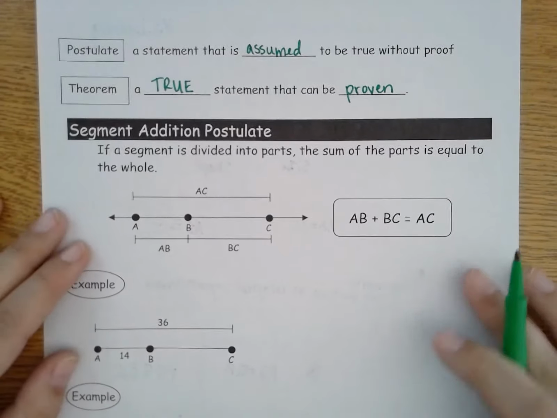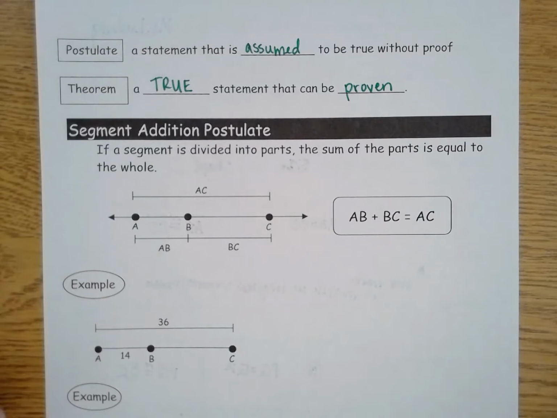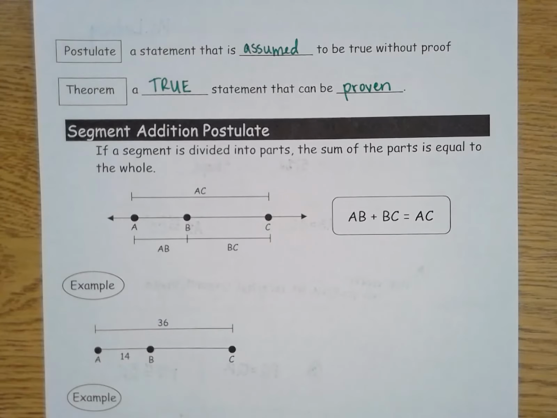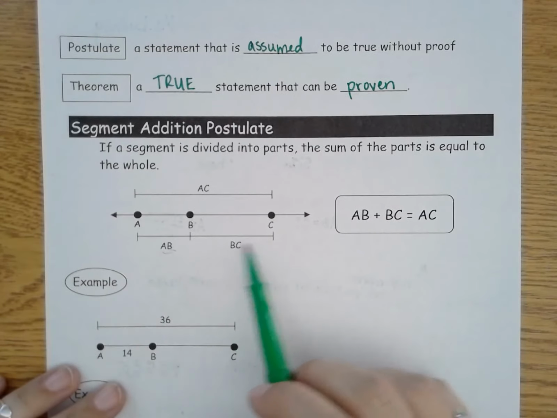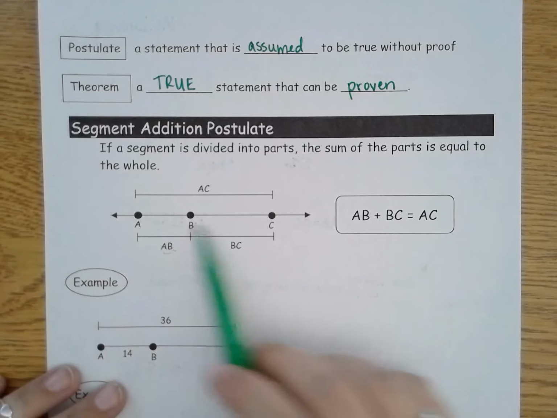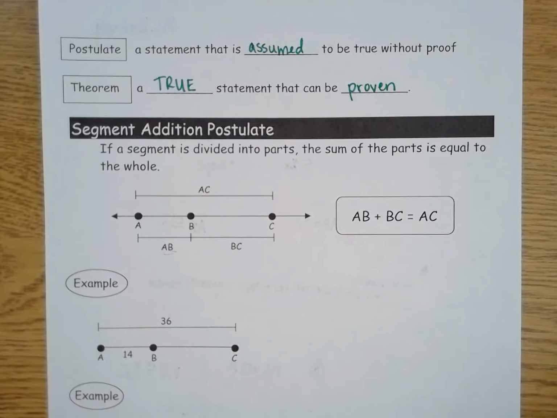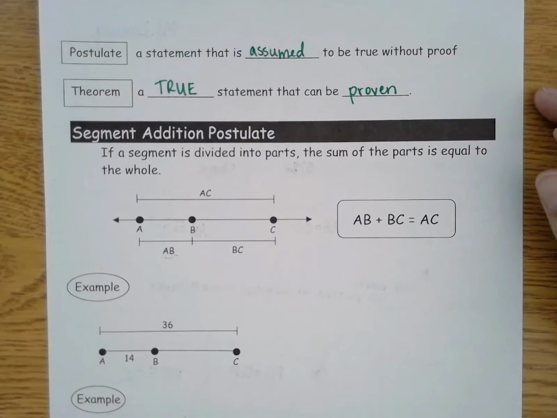Whatever. Okay. Segment addition postulate. So here's our first one. If a segment is divided into parts, the sum of the parts is equal to the whole. So if I add the length AB plus the length BC, I get the length of AC. Simple, easy. Add it together, you get the whole thing. Seems simple, but then we're gonna make it harder.